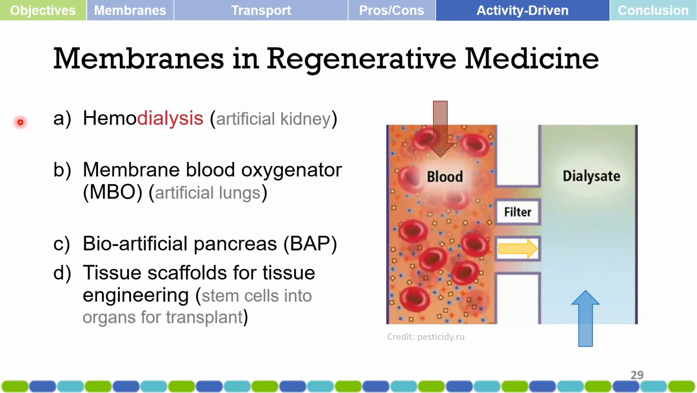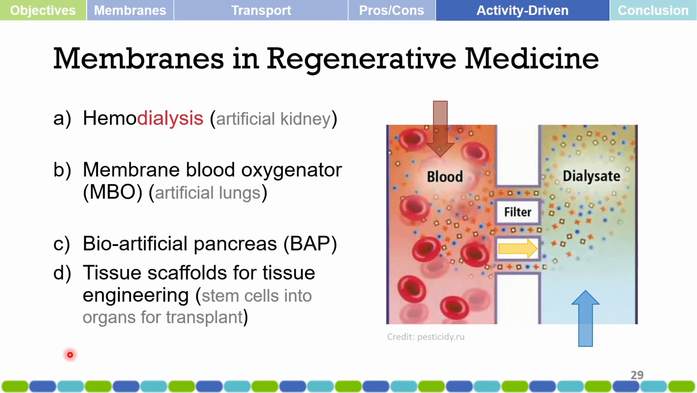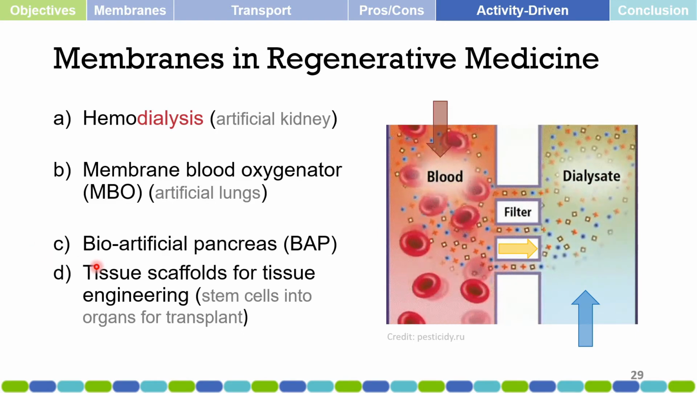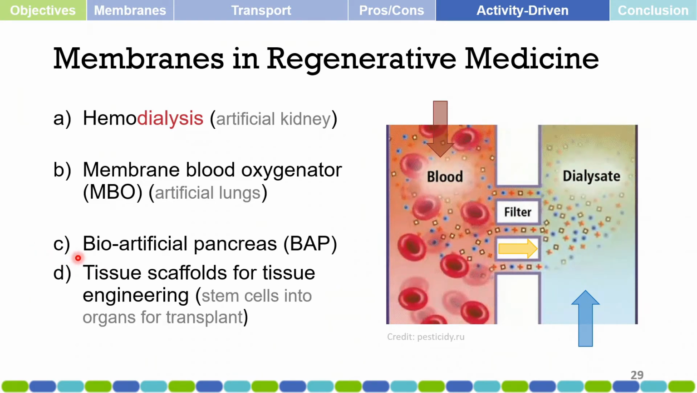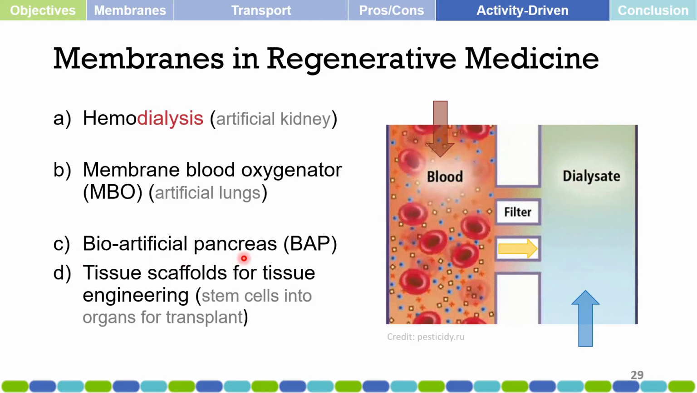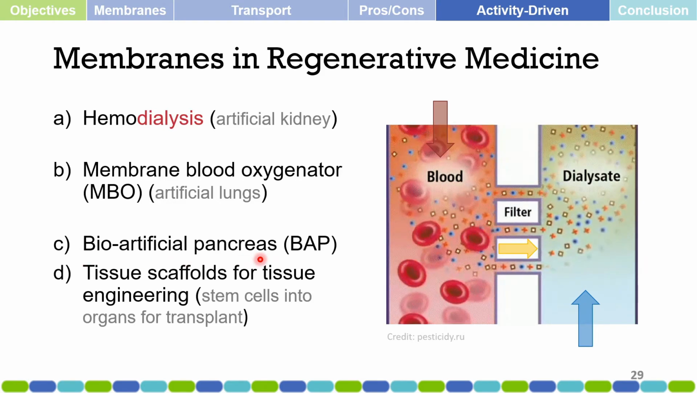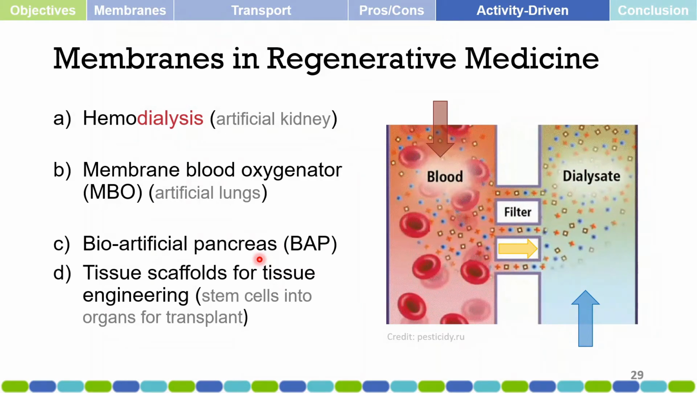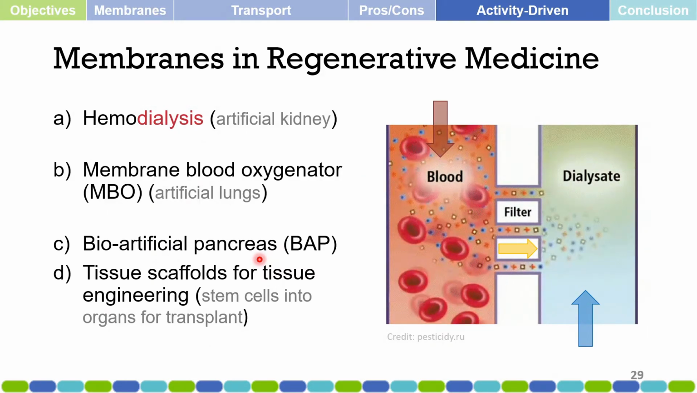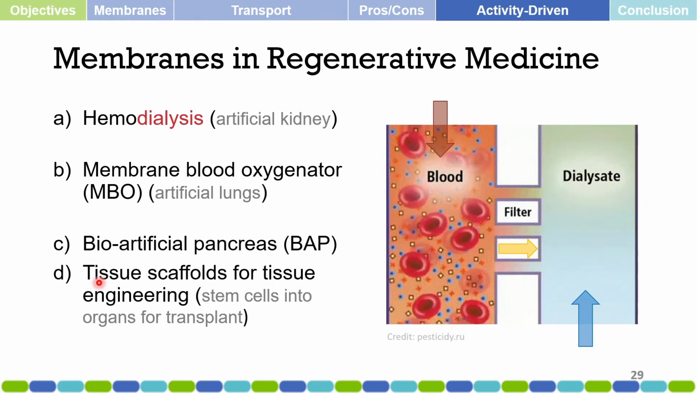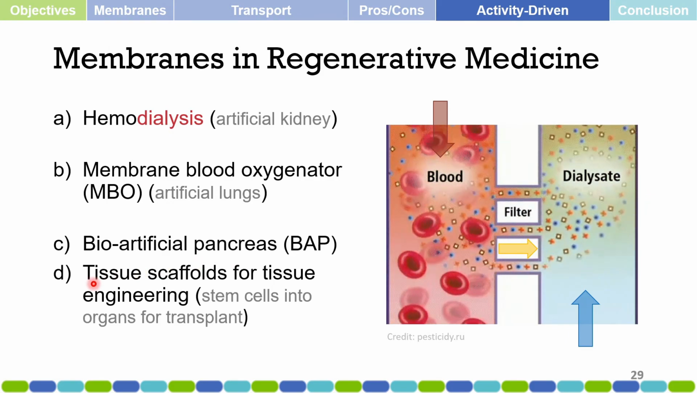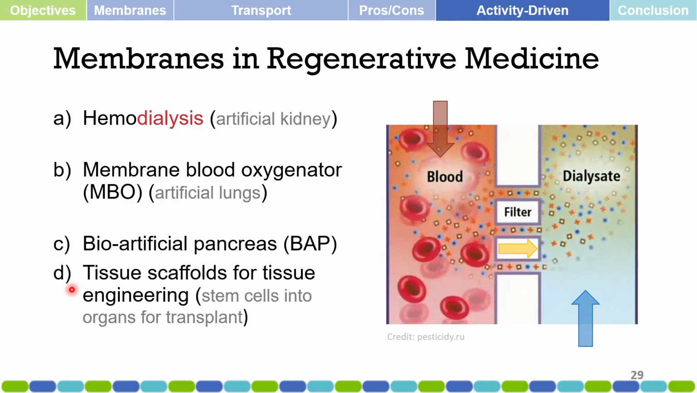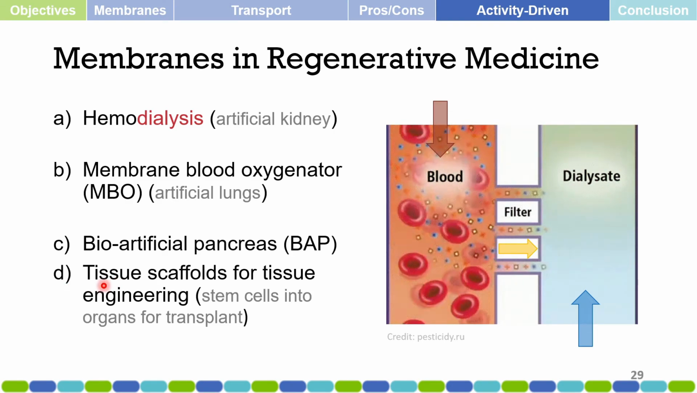Besides these two medical applications, there are also developing membrane applications in the form of the bioartificial pancreas, in which pancreatic cells which produce insulin are encapsulated in membranes. The fourth one is the use of tissue scaffolds for tissue engineering.